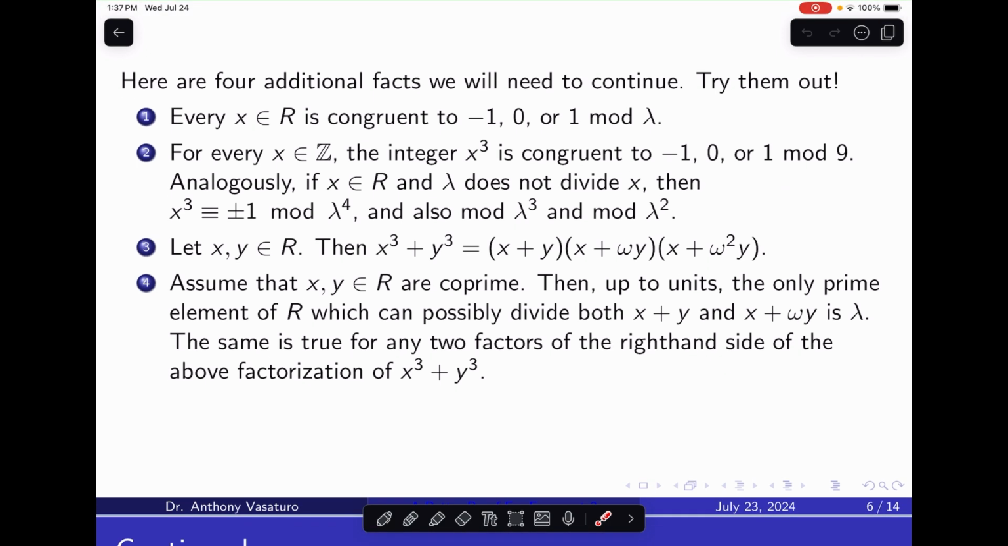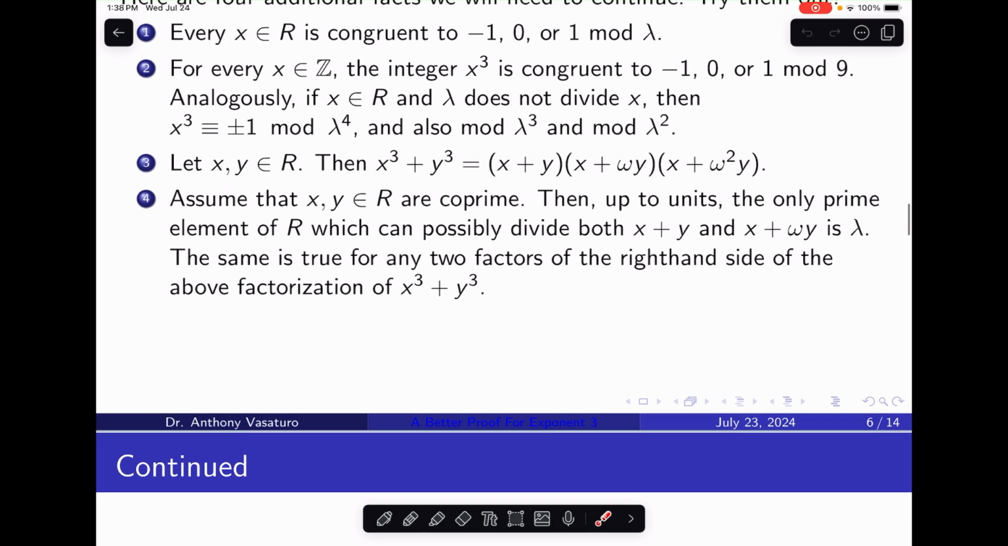Okay, and then for 4, assume that x and y in R are coprime. Then up to units, the only prime element of R which can possibly divide both x plus y and x plus omega y, so these two factors here, is lambda. And the same is true for any two of the three factors on this side. If you pick any two of them, the only prime in R that can divide both of those factors simultaneously is lambda. We're not saying it does divide them, we're just saying it's the only possible one that can divide them. Okay, I think we're ready to move on to the proof.